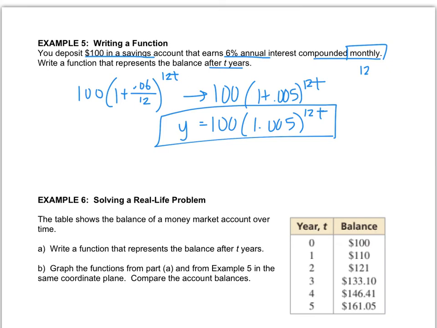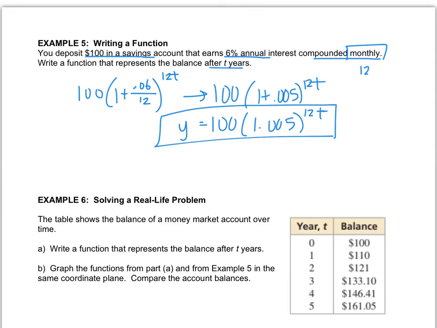So if at any point I wanted to figure out how much money would be in my bank account, I would plug this into the formula. If I wanted to know how much interest I would accumulate, I would then subtract out 100 to figure out how much money got added into the bank.